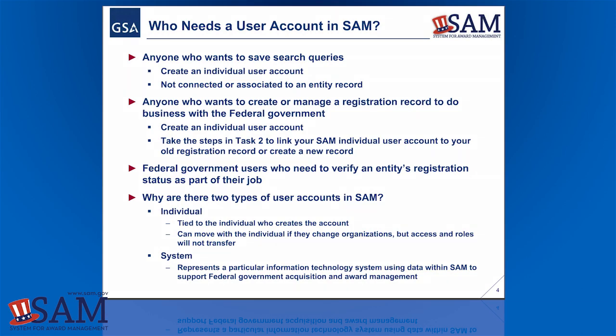There are also those on the federal government side who need to verify your registration status and determine information about you or your organization prior to offering an award. And so for them, they have certain things they need to do as well, and they would also need a user account. When you go to create these user accounts, you're going to see two choices, individual or system. Individual is for the business or organizations that want to do business with the government. That is really what you're going to focus on.